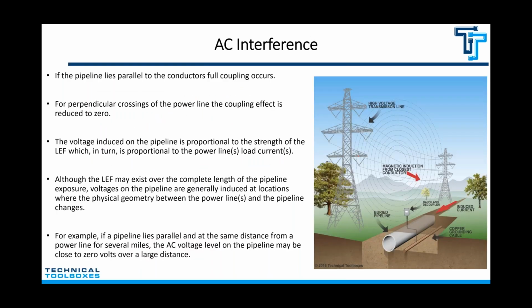Okay. Now remember, if a pipeline lies parallel, that's when you have full coupling. When you're straight beside each other, that's the worst case for induced. That's full coupling. And as you start getting an angle, as you get away from full parallel, you'll still have interference, but you'll get less and less. Now, when you get to a perpendicular crossing, in other words, if the pipeline is cutting straight across that corridor, then you won't have any induced interference at all. Okay.